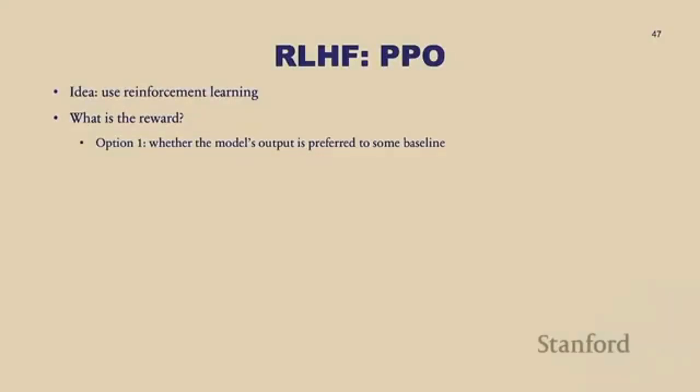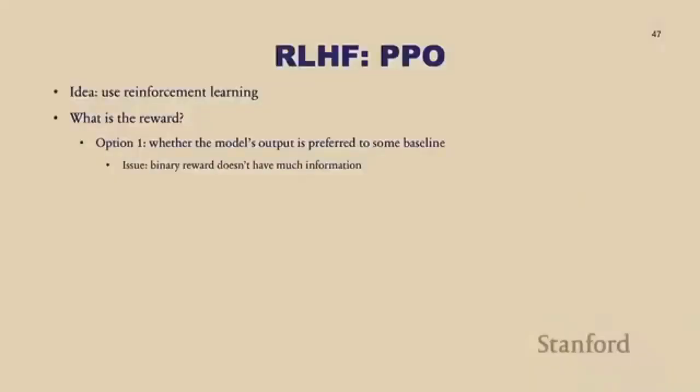The first one, you could just say, I'm going to compare the output generated by some baseline and the output generated by my model, and I'm just going to ask the human to say which one is better, and I'm going to use this as a reward. So if I'm better than the baseline, this is a +1. If not, it's a -1. So now it's a binary reward. The problem with binary reward is that it's very sparse, and you don't get much information out of it. Maybe your answer was slightly better, maybe it was way better, and you don't really know from this how much better it was.